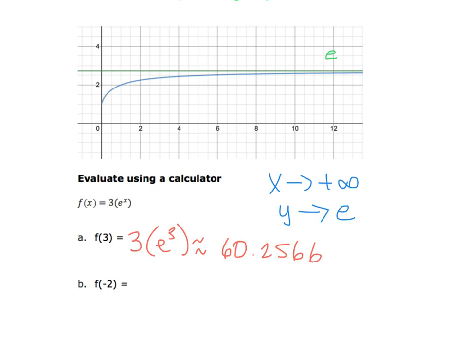Now if we plug in f of -2, if we plug in -2 for x, we're going to get 3 times e to the -2. Plugging that into the calculator, rounding to 4 decimal places, we get 0.4060.